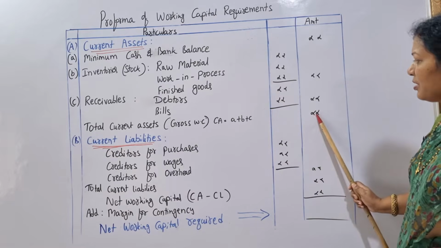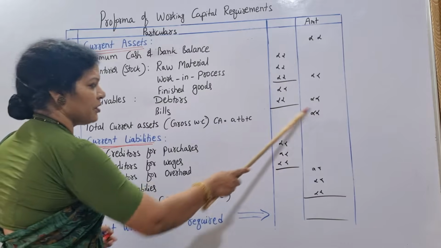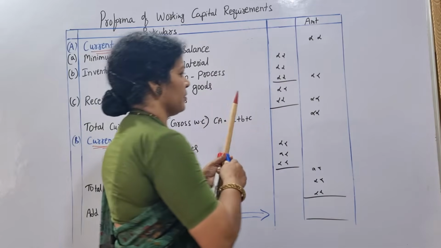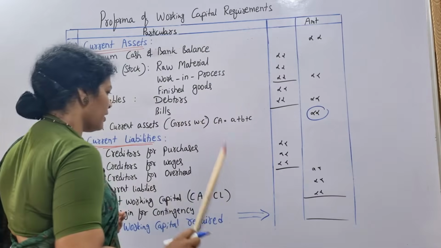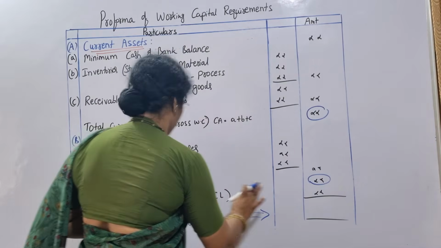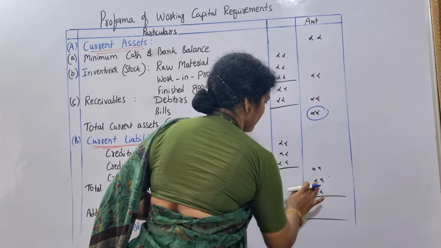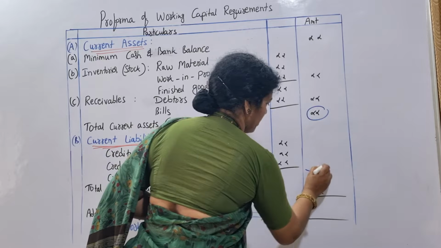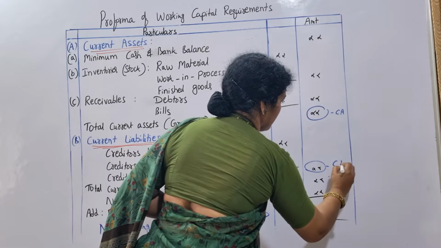Total current assets are this amount. This is total current assets, and total current liabilities are this one. Sorry, not this one. These three are the total current liabilities. Current assets and current liabilities.